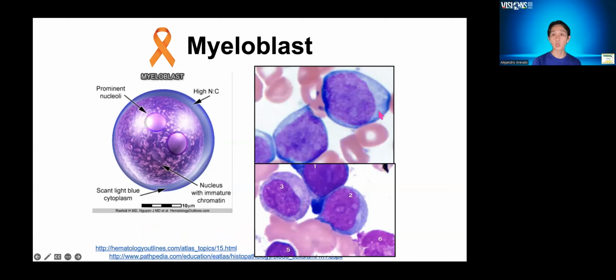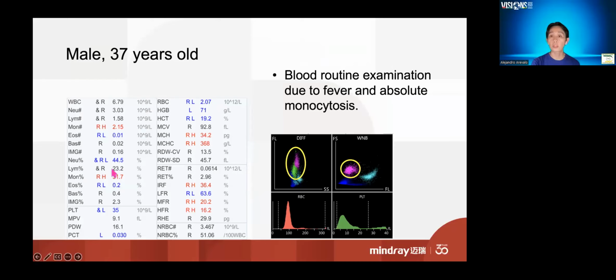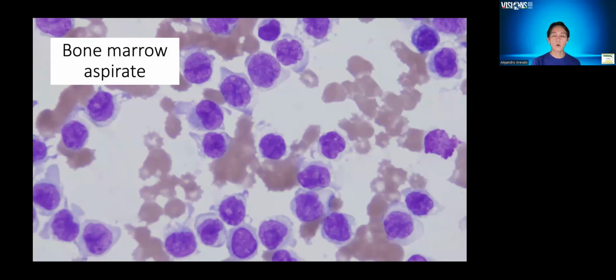Okay. Now, for case 3, we are presented with a 37-year-old male with fever and absolute monocytosis. So the differential monocyte count here, as you can see, the pink events in the scatter plot, is about 31 or 32%. So if you multiply the total white blood cell count with the differential count of monocytes, you have absolute monocytosis. Now, this is not the peripheral blood, but rather a bone marrow aspiration.